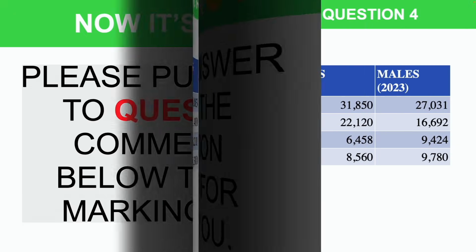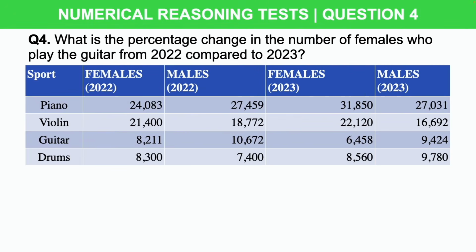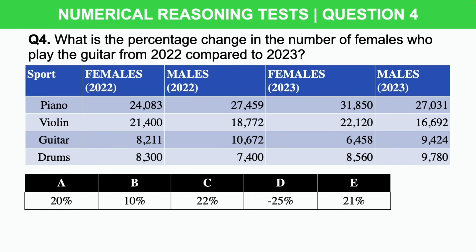So here is the question. What is the percentage change in the number of females who play guitar from 2022 compared to 2023? Here's that information, and here are your answer options. You have 30 seconds on the timer, and just as before, to answer this question, you will need to sift out the information you need from the table. Remember, most of the data in the table is redundant. Once you have the data you need, you can apply similar percentage calculations to those we've learned before to work out your answer. Okay, 30 seconds on the timer starts now.